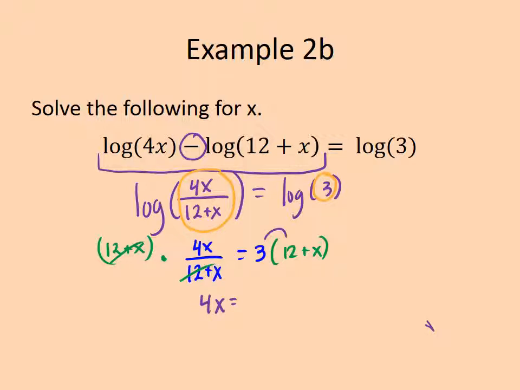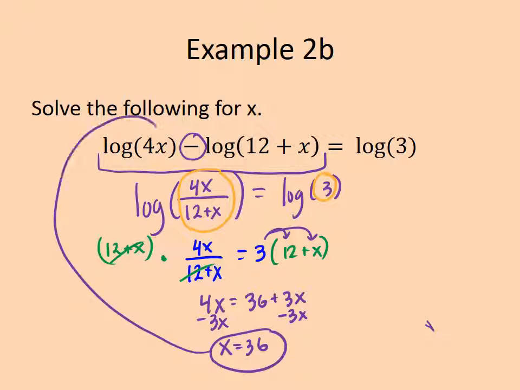On the right side, we'll distribute. So we have 36 plus 3x. And then we'll solve for x by subtracting 3x from both sides. X equals 36. Now, since this is a log problem, we have to make sure that it doesn't make the log negative or 0 anywhere.